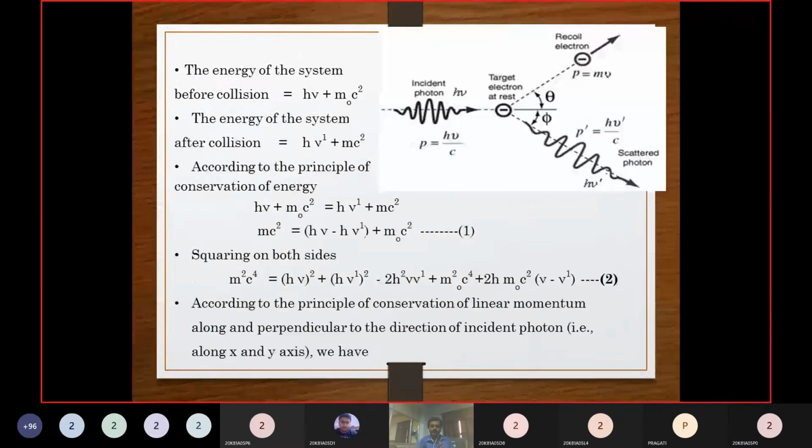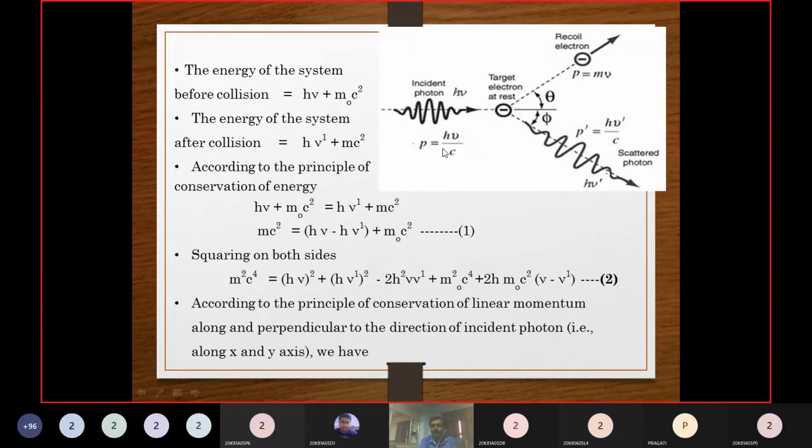Now, the important factor is what the energy and momentum are before collision. First we have to know that, and only then can we do the total calculation. The incident photon energy is h nu. The momentum p is equal to h nu by c.